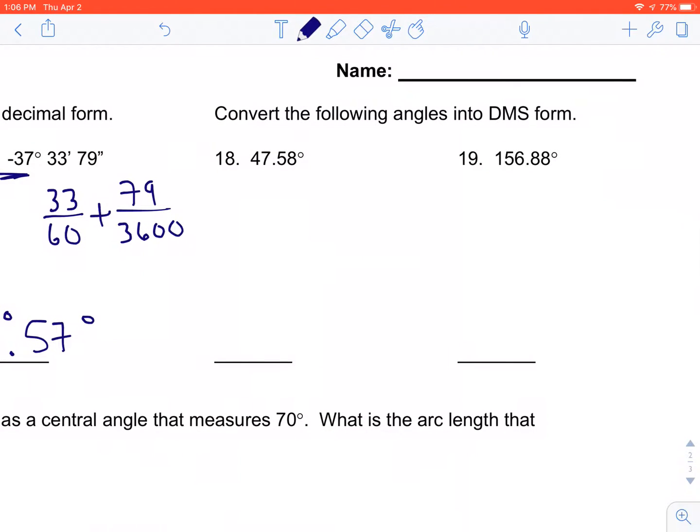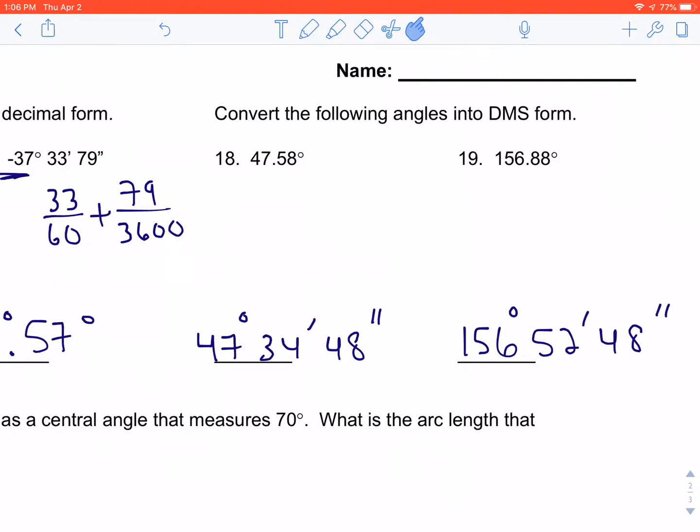This is just under the angle menu, the DMS, so you're just going to put in 47.58, and it is going to give you 47 degrees, 34 minutes, and then just round the number of seconds. And the same thing with the next one. So these were really good.